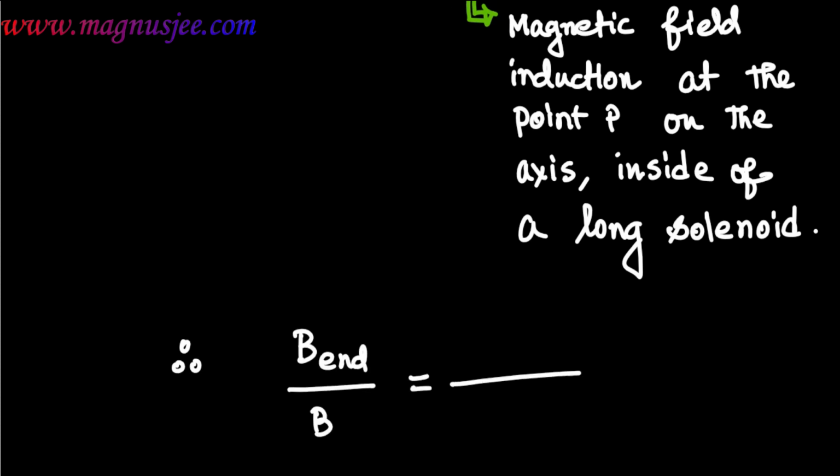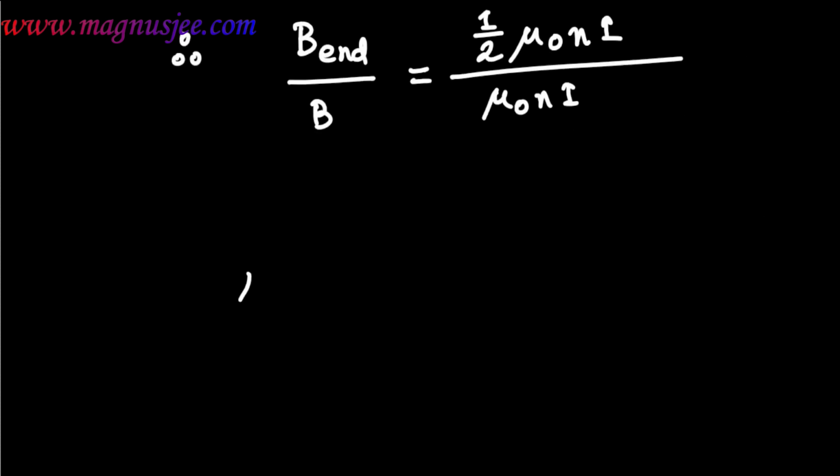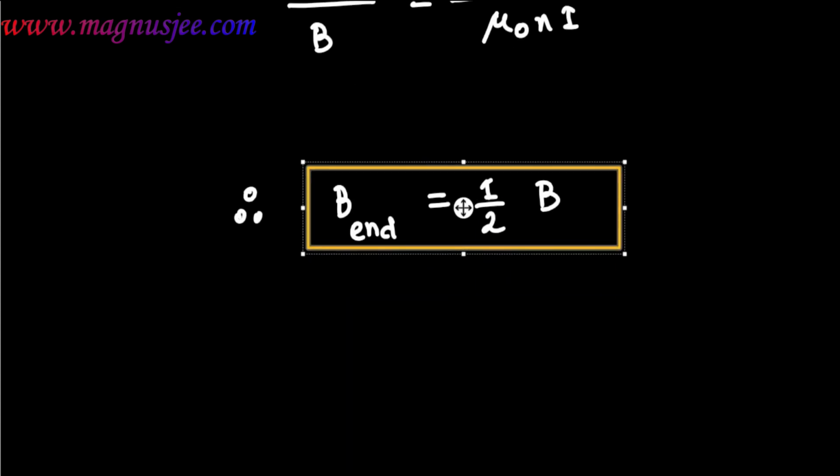So hence if we divide B end by B, we get half mu 0 ni divided by mu 0 ni. Therefore B end is equal to 1 by 2 B.